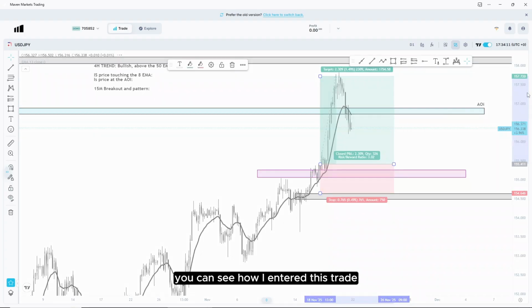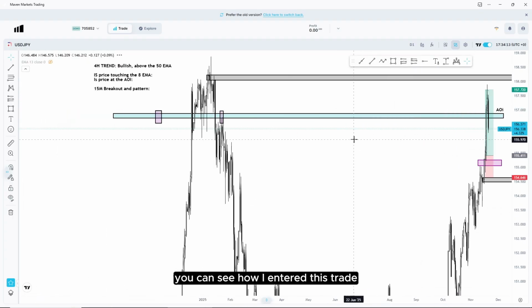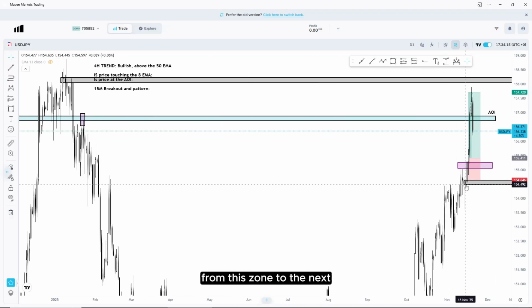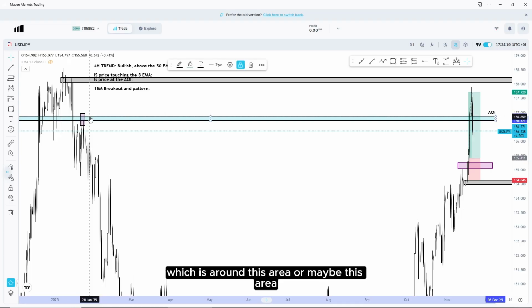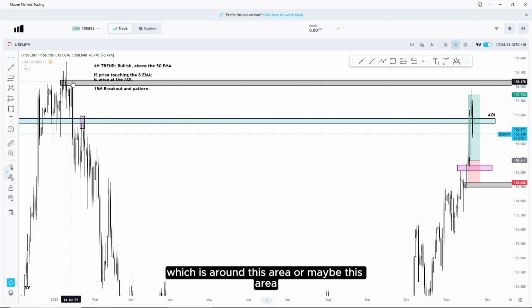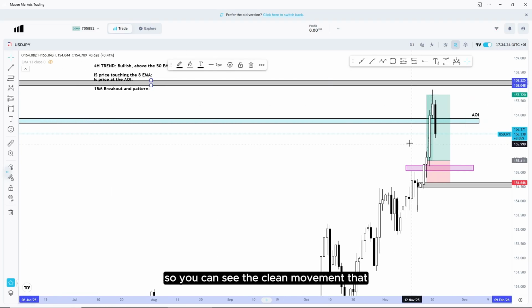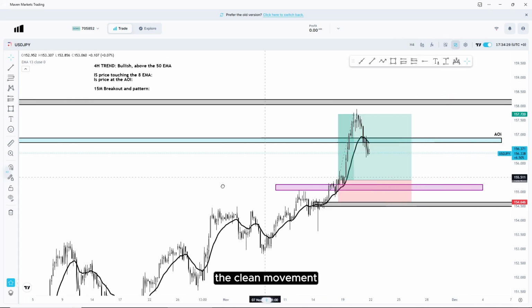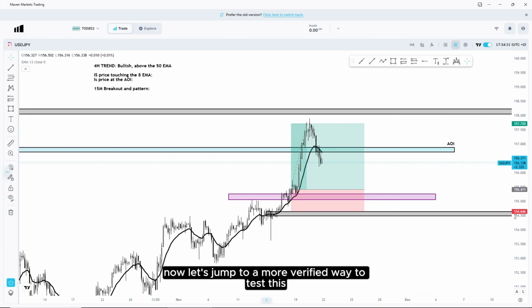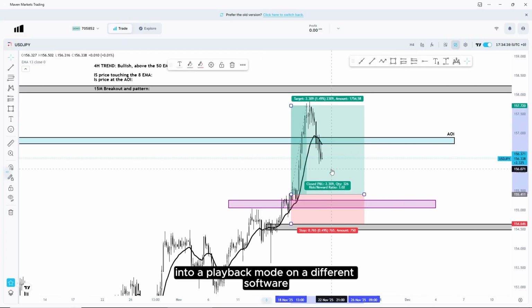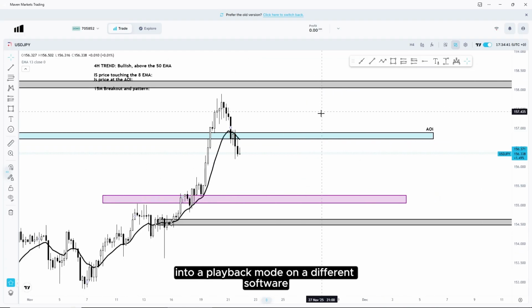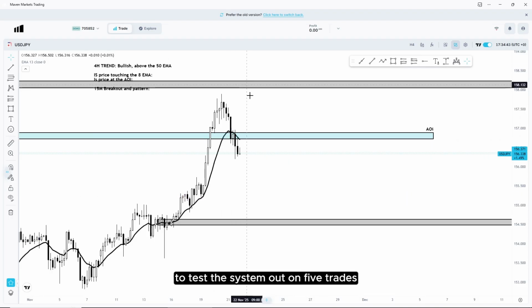You can see how I entered this trade from this zone to the next no trading zone, which is around this area or maybe this area. So you can see the clean movement that I was talking about, the clean movement. Now let's jump to playback mode on a different software to test the system.